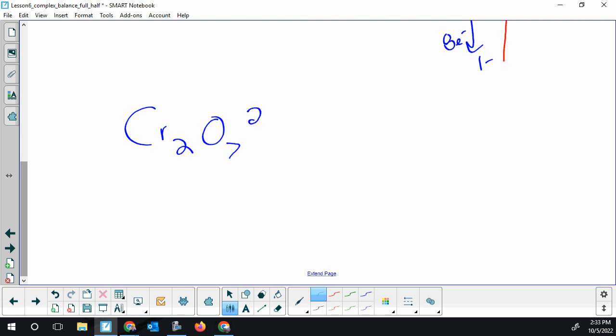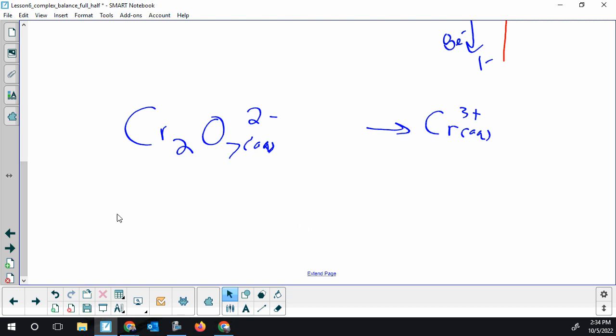See if you can handle dichromate, Cr2O7 2 minus, turning into chromium 3+. Both of these are aqueous. And the correct answer is right in your reduction table. 8 lines down on your table has the correct answer.